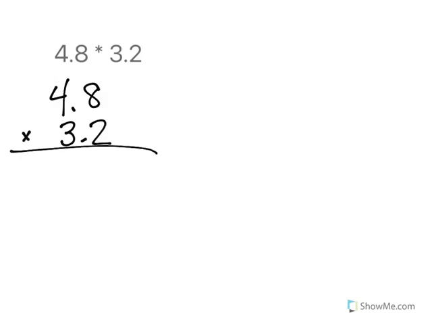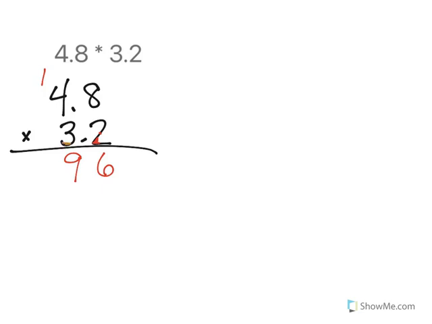Now I'm going to use different colors, so hopefully that's helpful for you. But the first thing we're going to do is take this 2 and multiply through, right? So we're going to just pretend like we're going to take 4.8 times 2. So 2 times 8 is 16, carry my 1. 2 times 4 is 8. 8 plus that extra 1 is a 9. That's it.